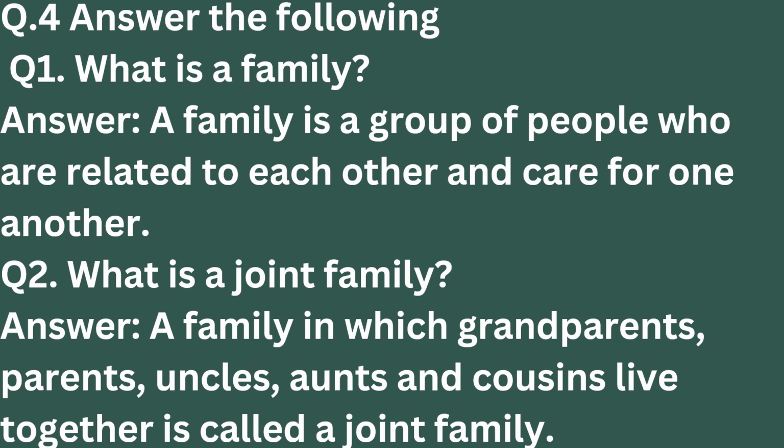Question 4. Answer the following. What is a family? A family is a group of people who are related to each other and care for one another. What is a joint family? A family in which grandparents, parents, uncles, aunts, and cousins live together is called a joint family.